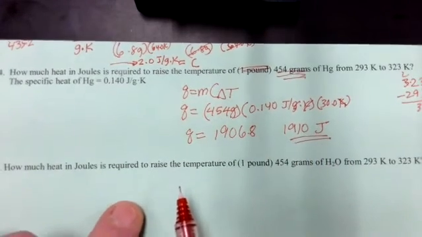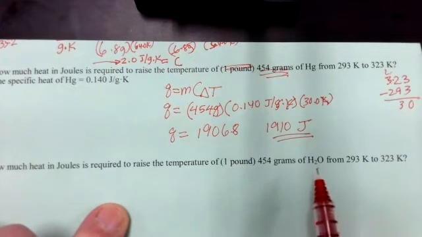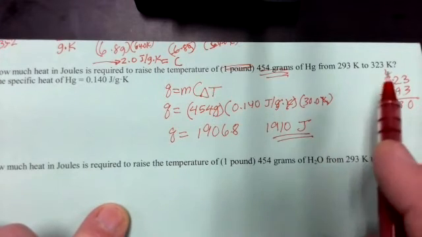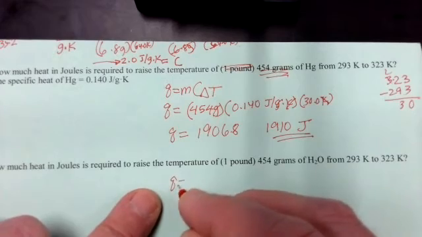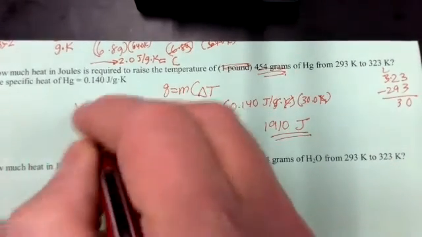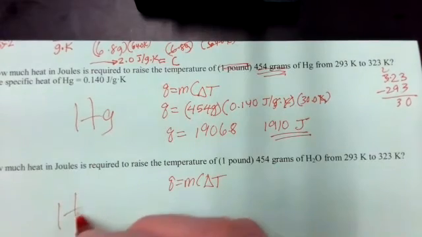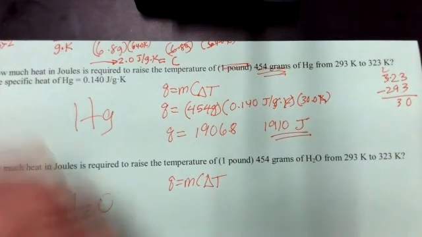Look at this question. How much energy in joules does it take to make 1 pound of water change? Look, the same temperature change. This is going to be Q equals mc delta T. In this case, we're going to compare mercury with water. We have 1 pound of mercury up top, and now we're going to do 1 pound of water. How much energy will it take to make a pound of water change by the same temperature?